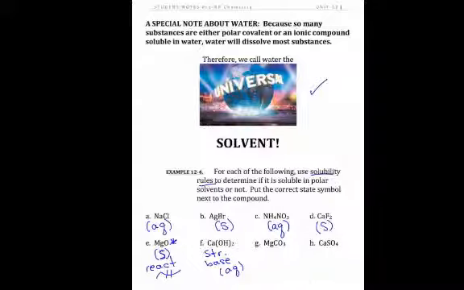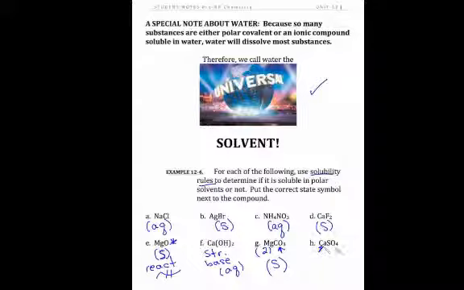Now, there's no rule for magnesium. There's no rule for carbonate. So carbonate falls under that last rule that says all other monatomic and polyatomic anions are insoluble except group 1 and ammonium, while magnesium is group 2. And so indeed that would be a solid.